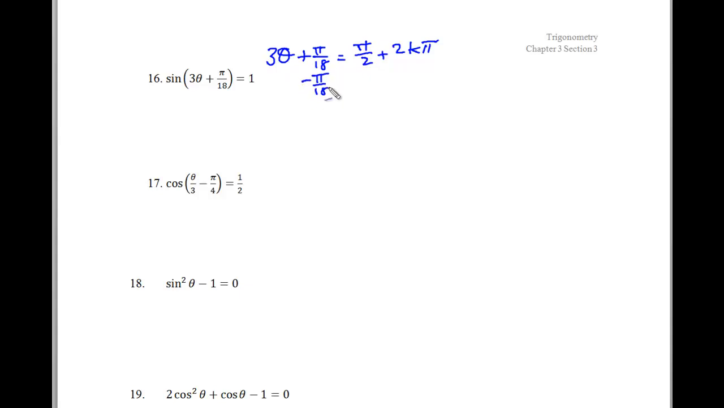We're going to subtract pi over 18 from both sides. Now, to subtract fractions that have non-common denominators, we have to get one. So the common denominator between 2 and 18 is 18. So this would be 9 pi over 18 instead of just pi over 2. And now we'll subtract these two and get 8 pi over 18. But 8 pi over 18 is the same thing as saying 4 pi over 9 plus 2k pi is equal to now 3 theta. We're going to divide everything by 3, so everything gets divided by 3. I'll put a little division by 3 symbol there.